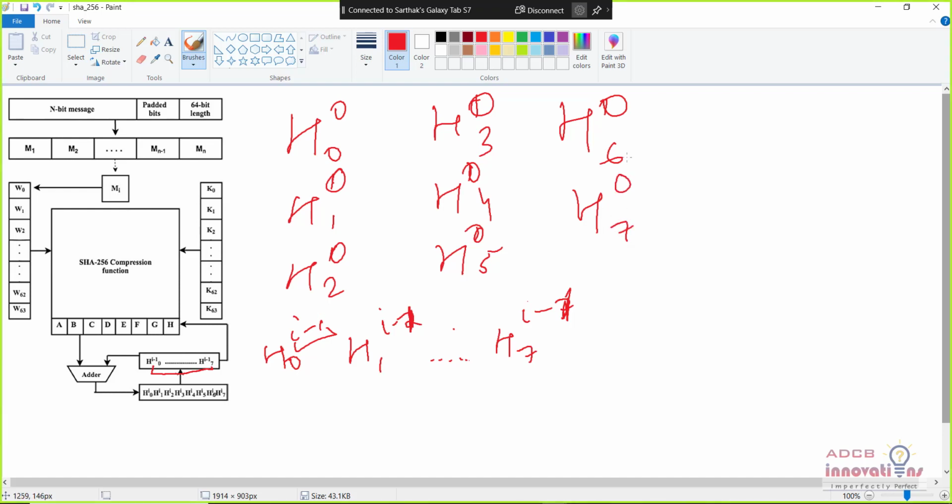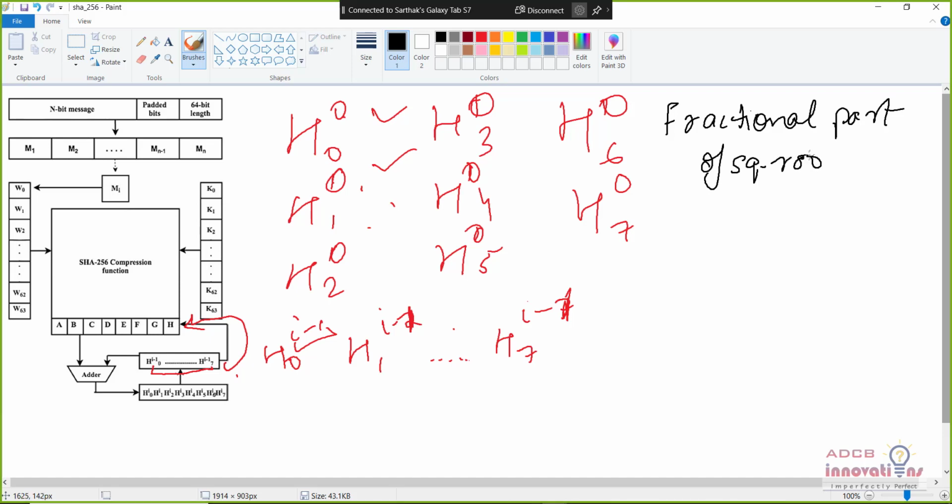Now there is a definition to calculate these hashes, because these things are provided in the calculation for this input as well. Initially these hashes are calculated as the fractional part of the square root of the first 8 prime numbers. Now what does that mean?